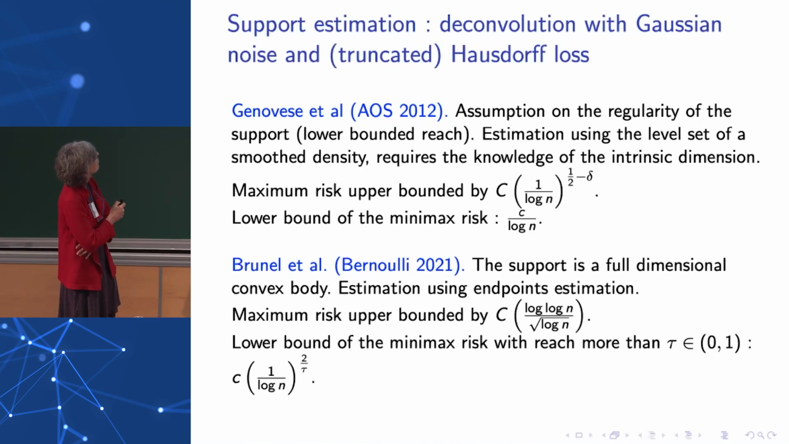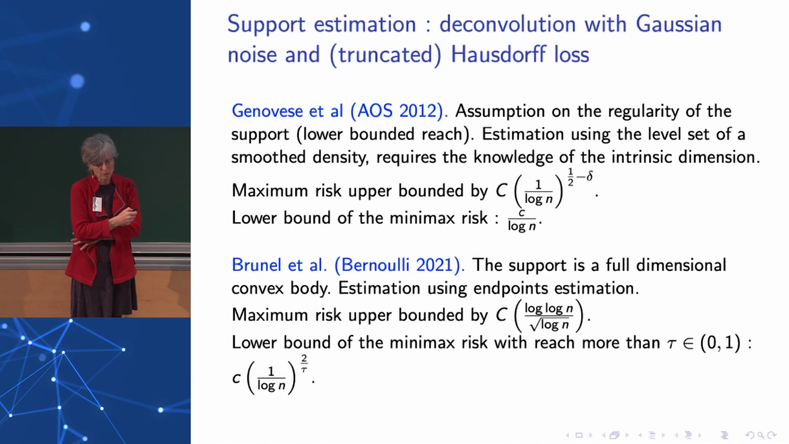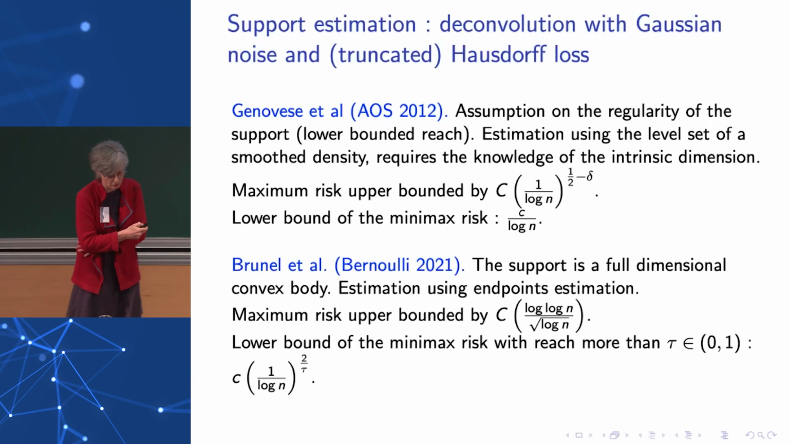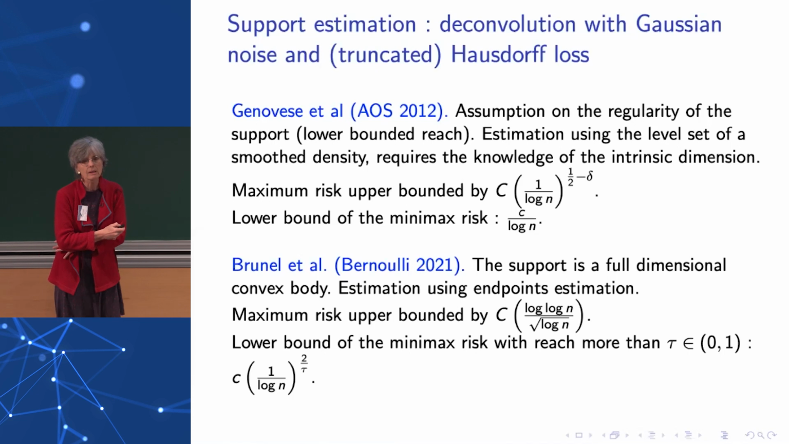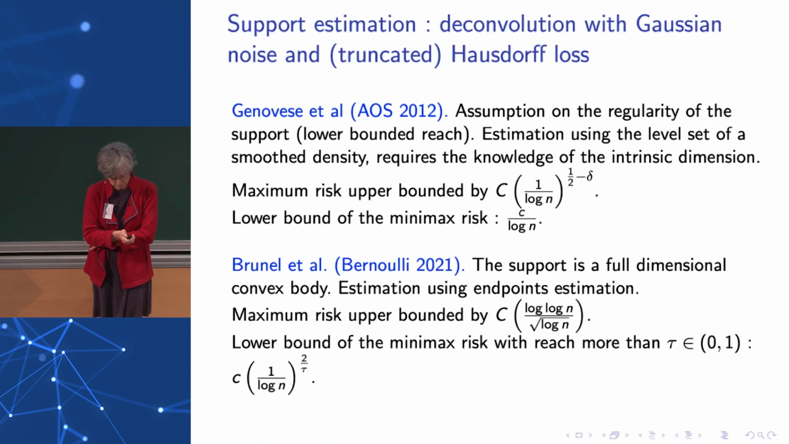So in those works, you have assumptions, and you need assumptions on the regularity of the support. And there is another paper, more recent, about estimating convex bodies in high dimension. Well, there is no dimension reduction here, but it's still a difficult problem. The support is a full dimensional convex body. And then again, the convolution leads to power of log n rates. And here the upper and lower bounds do not match in both papers.